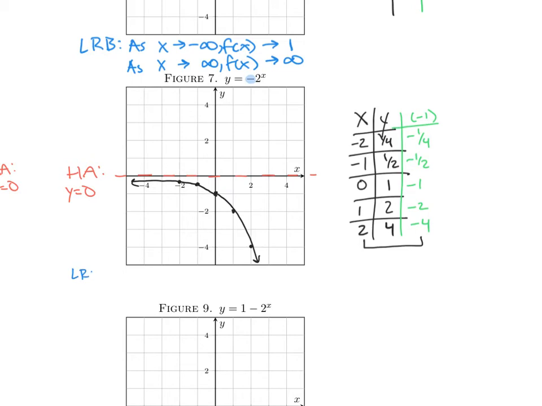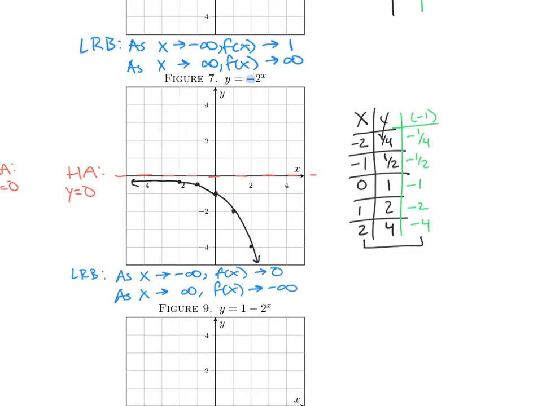And our long run behavior is going to be as x goes to negative infinity, f of x goes to 0. As x goes to infinity, now f of x goes to negative infinity, since that right arrow is now pointed downward. So now that's going to go to negative infinity. Let's do just 2 more graphs.